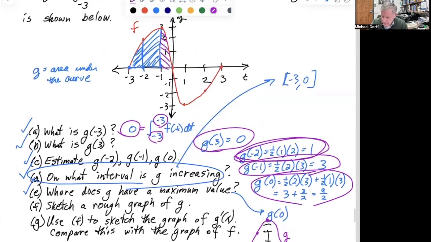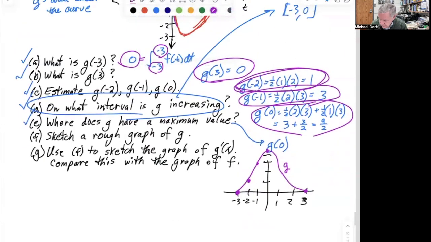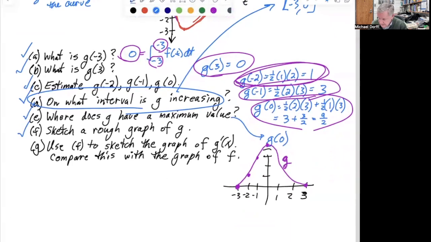Not of F. So what we had up above earlier in red, that's F, right? That's F there. But in purple down here, we've got G. Okay. So now we've done letter F, and we use what we just drew here to sketch the graph of G prime. We did this some earlier when we were talking about derivatives. So I could look at the slope of the tangent line at each of these points, and I get these.